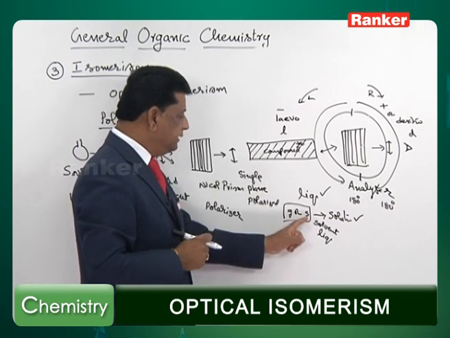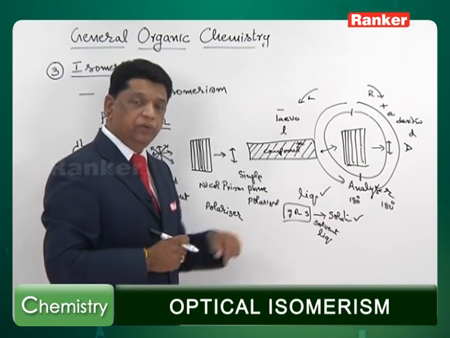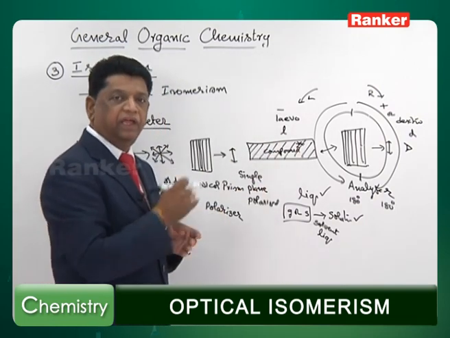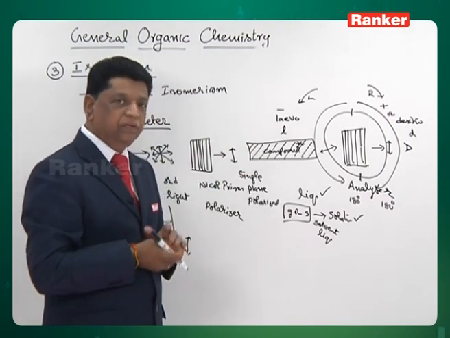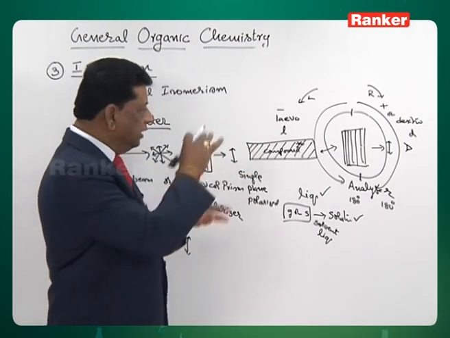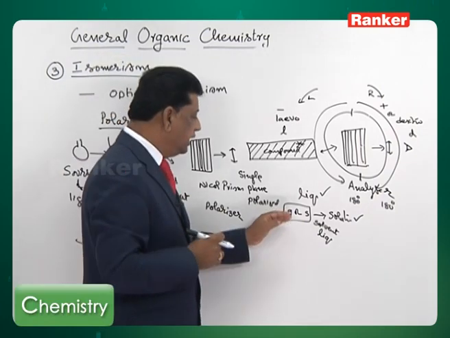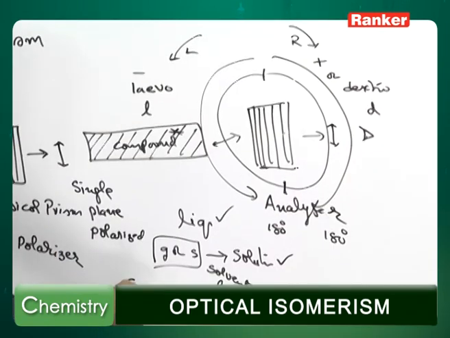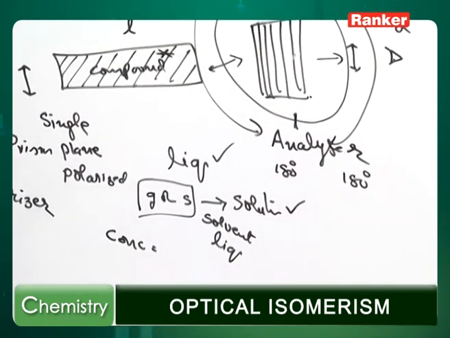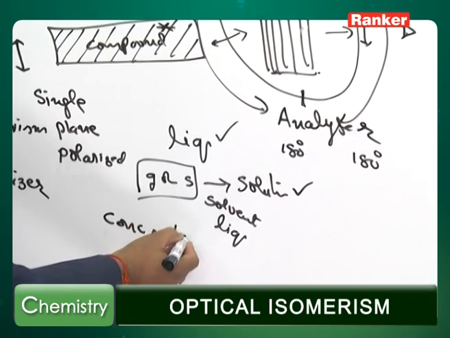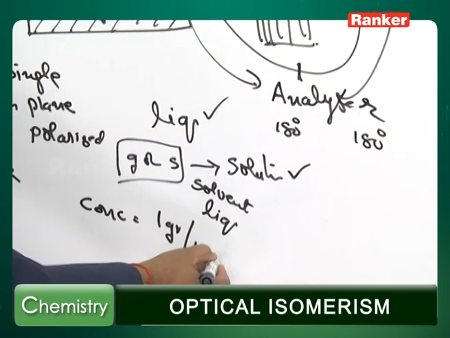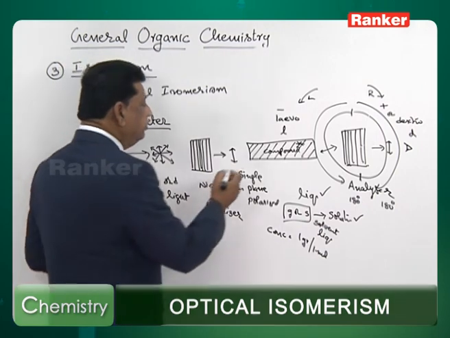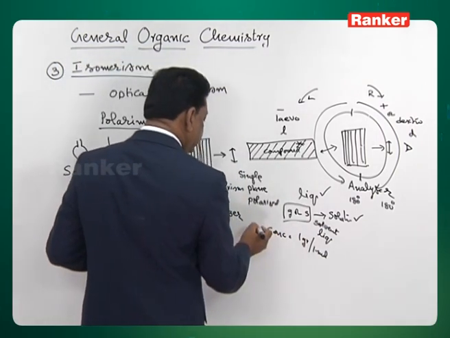Now I said solid or gas is dissolved to make a solution. The more solid is dissolved, naturally more molecules will be there on the way. The light passes through so many molecules, therefore there will be more distraction or rotation. So to normalize this factor, we take a fixed concentration. The concentration will always be 1 gram per 1 ml. We have to dissolve this particular concentration, 1 gram per 1 ml.